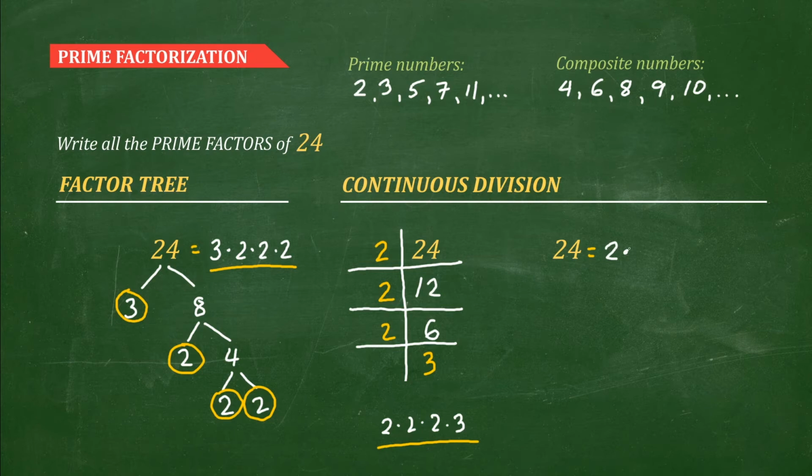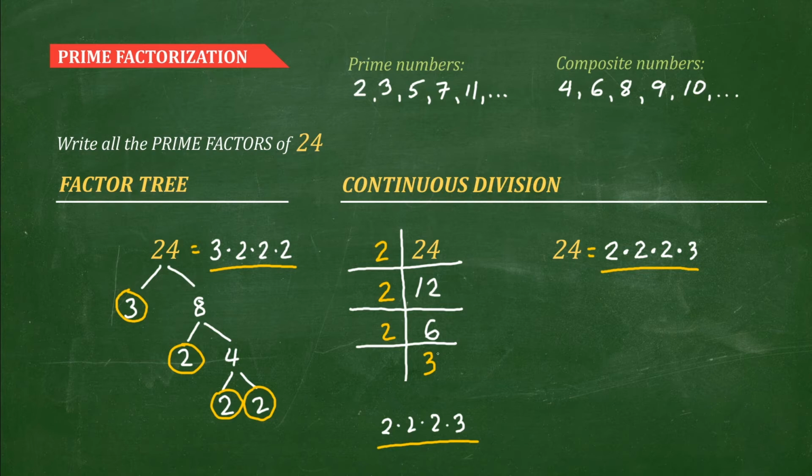12 we know is divisible by 2. Write 2 again here. 12 divided by 2 is 6. But we don't need to write that quotient 6. 6 is divisible by 2, so write 2 again. 6 divided by 2 is 3. Write 3 down since it's a prime. Thus, we end the list of prime factors of 24.